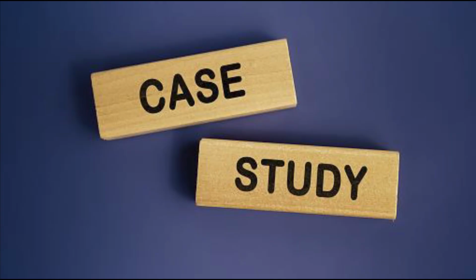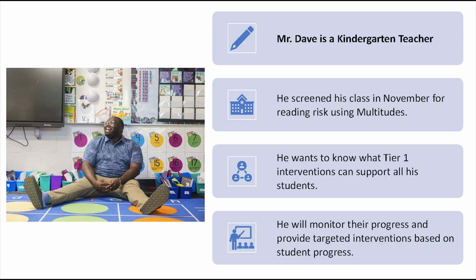And then as you go along in the MTSS, with assessment data, you can consider your next steps if the student is not making progress. So I'm going to jump into a case study here, with a picture of a guy I just stole from the internet. Here's Dave. He's a kindergarten teacher. He screened his class in November for reading risk using Multitudes. He wants to know what type of Tier 1 interventions can support all his students. He's going to progress monitor them and target interventions based on the students' progress as a whole.